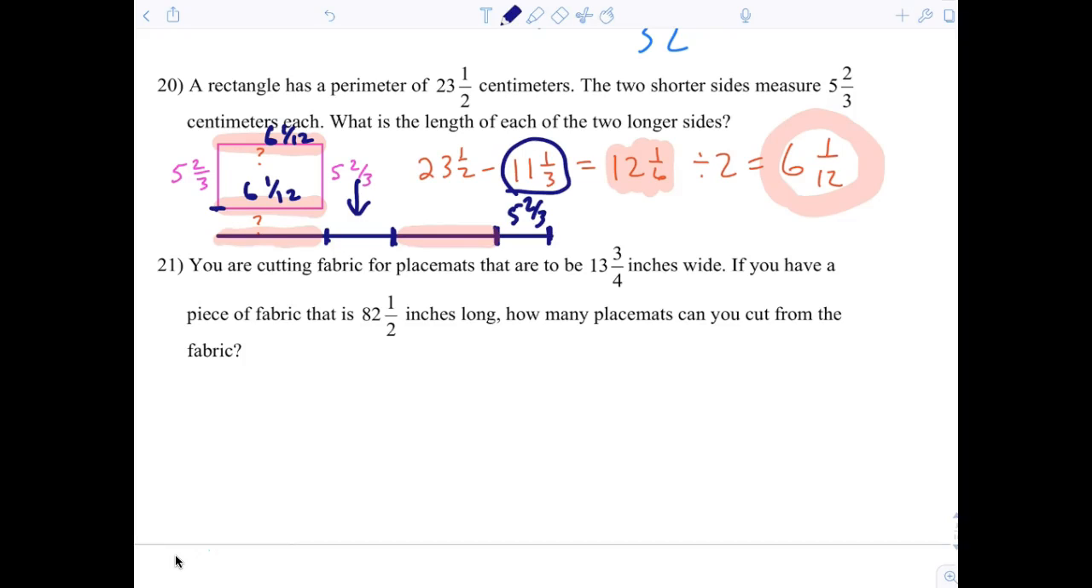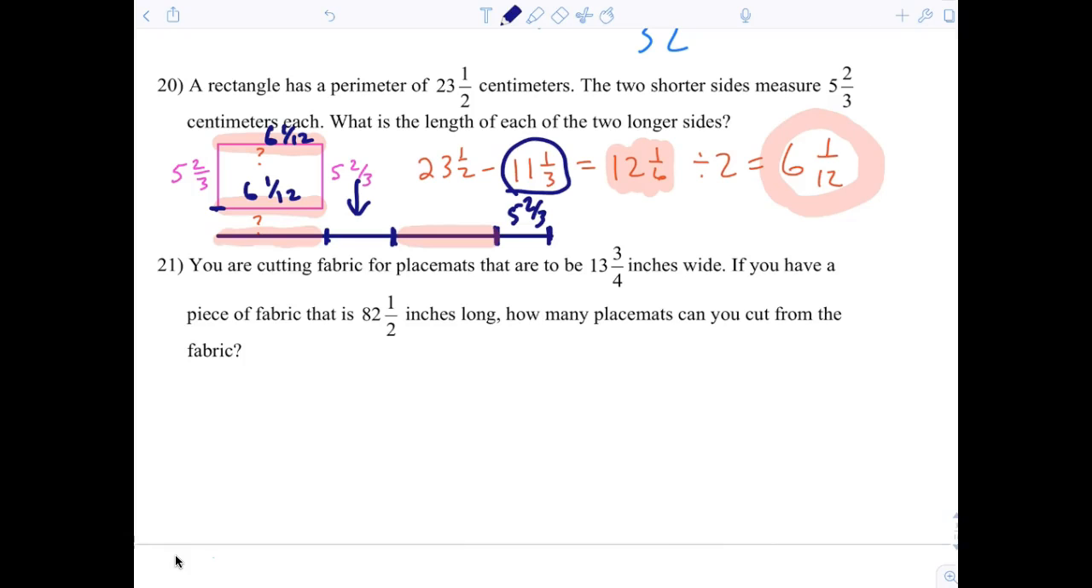Well, try it again. I got 20. Bradley, I mean it with you. I'm not into your little funny games. Add. Everybody add 6 1/12, 6 1/12, 5 2/3, 5 2/3, and that should be what? 23 1/2. You understand me now?